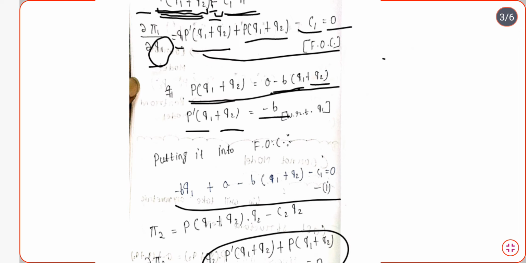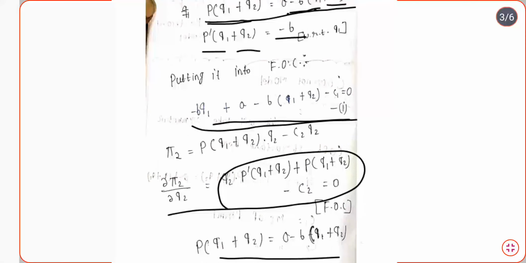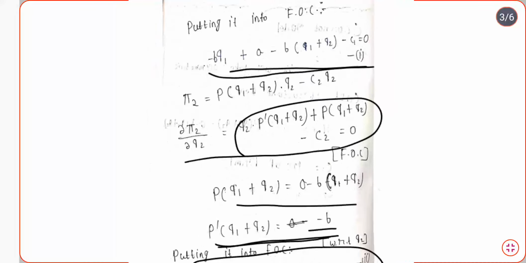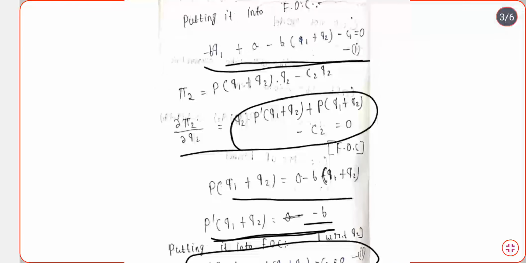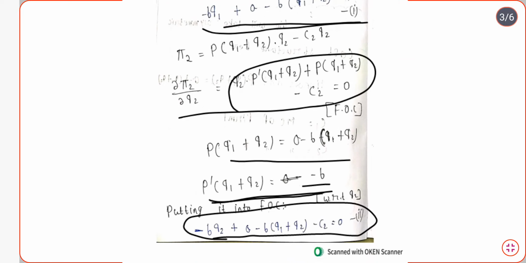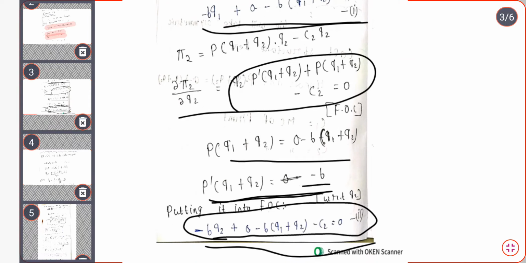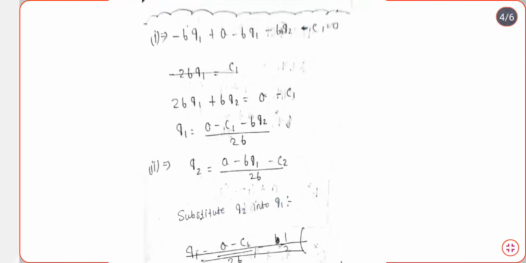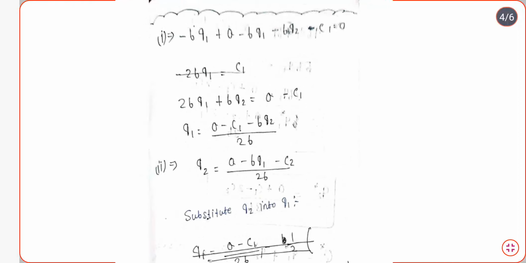Let me show you a bit: this equation was named number 1, and this equation, which we have obtained by differentiating the profit of firm 2 with respect to Q2 and then substituting the value of P dash into Q1 plus Q2 in that first order condition, is termed equation number 2. Now from both of these equations, number 1 and number 2, we will get the value of Q1 and Q2. Q1 will be obtained from equation 1, and from equation 2 you will obtain the value of Q2.